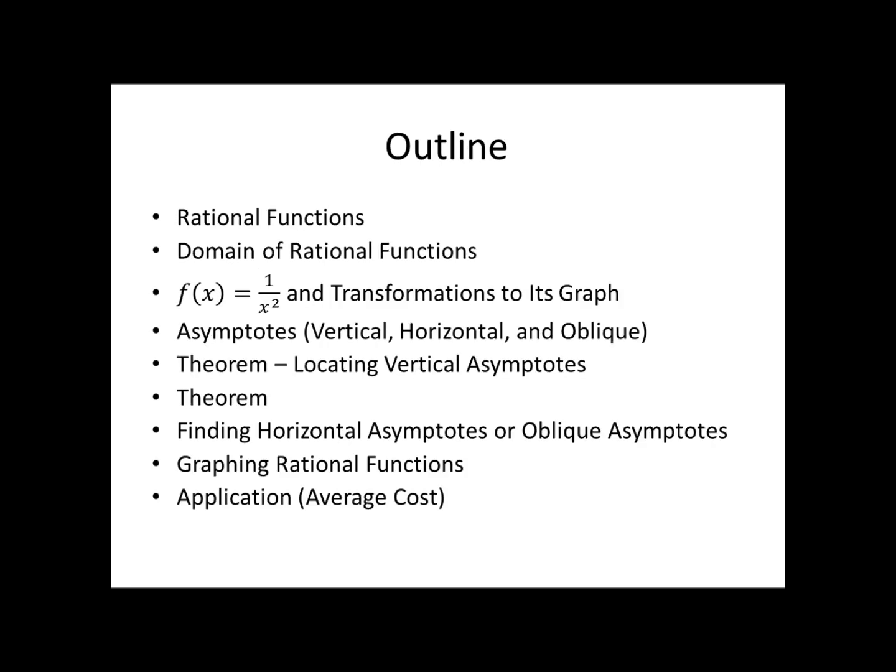The outline for this video will start by talking about what a rational function is and the domain of rational functions. We'll look at one rational function, f of x equals 1 over x squared, and transformations to its graph. We'll talk about the three types of asymptotes. We'll look at a theorem for locating vertical asymptotes, another theorem for finding horizontal or oblique asymptotes, graphing rational functions, and we'll look at an application, the average cost functions.